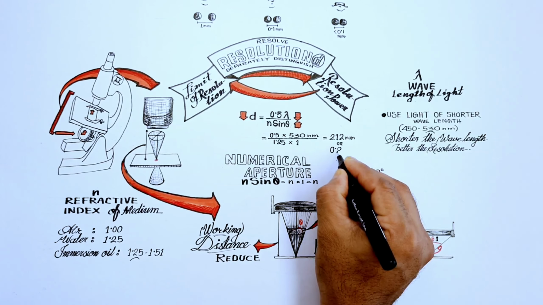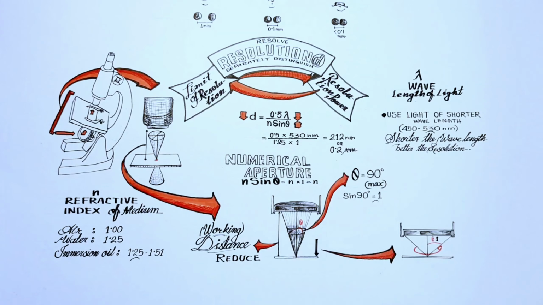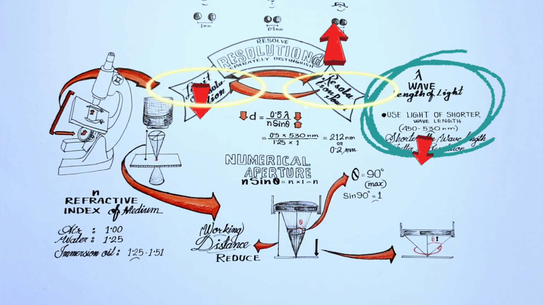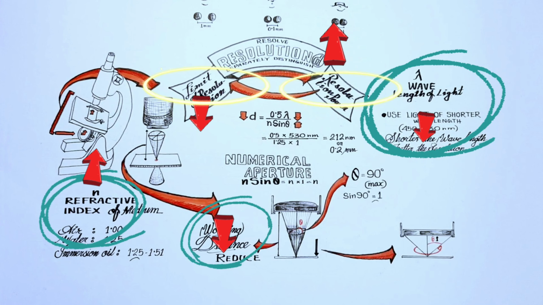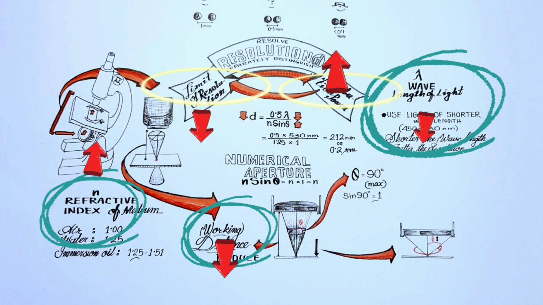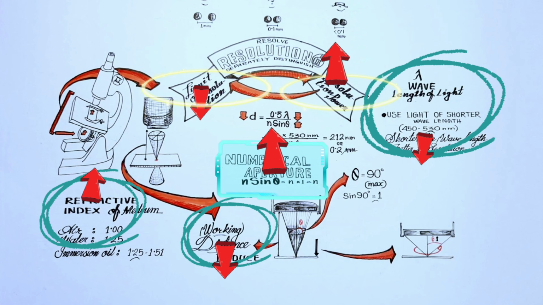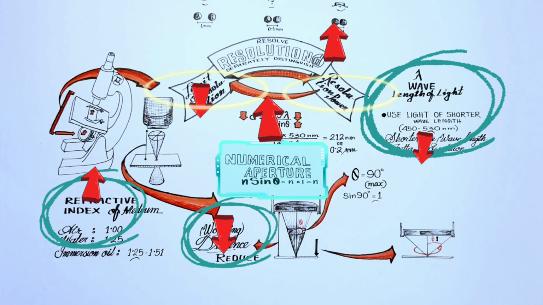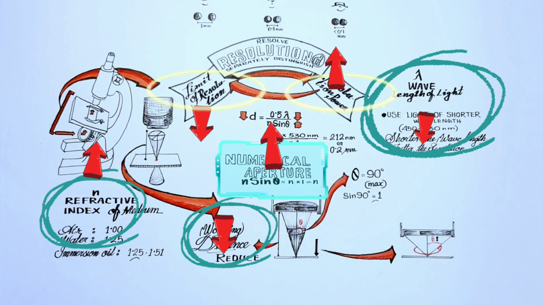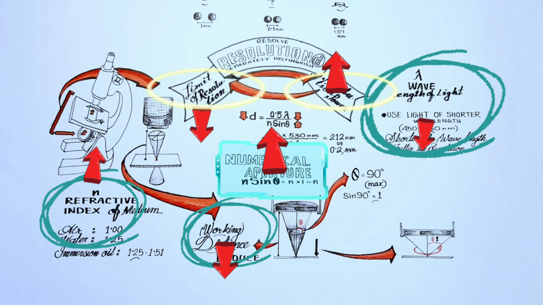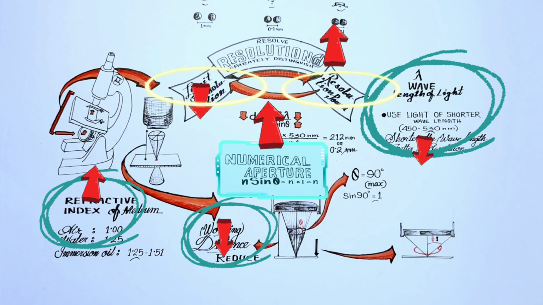So before we conclude, let me recapitulate what we have learned today. The ability of a lens to distinguish closely placed points, or resolving power, depends on parameters like wavelength of light, refractive index of the medium, and working distance of the objective. Higher numerical aperture permits increasingly oblique rays to enter the objective lens and thereon will allow smaller structures to be visualized with high clarity. Hope this makes sense to you.